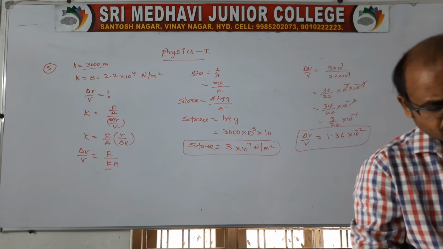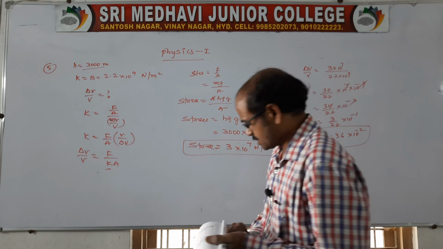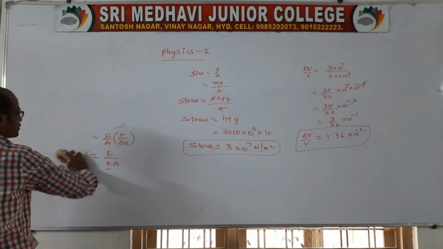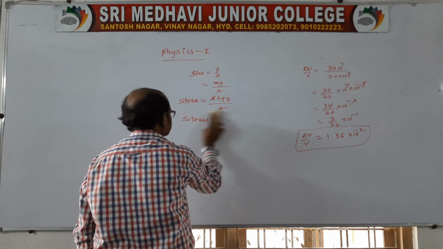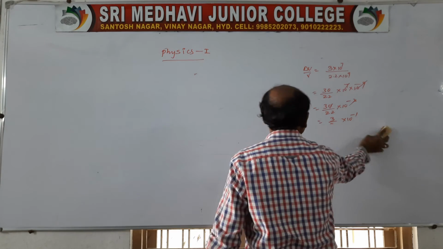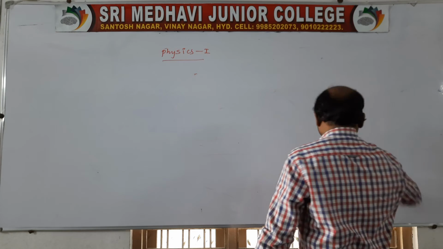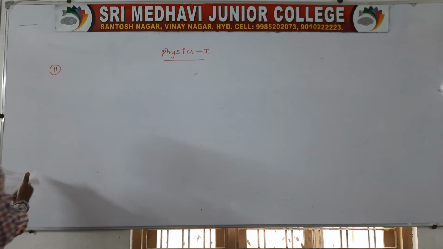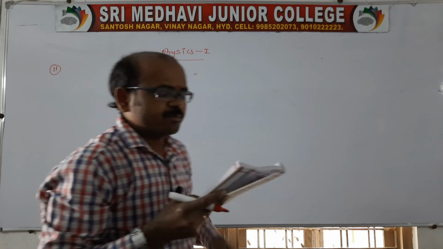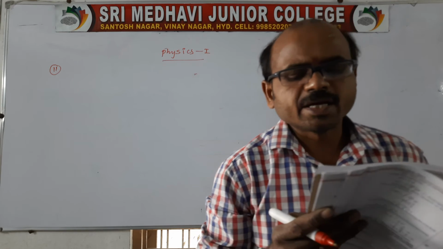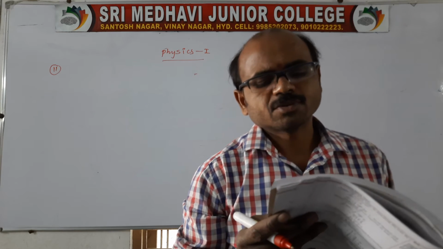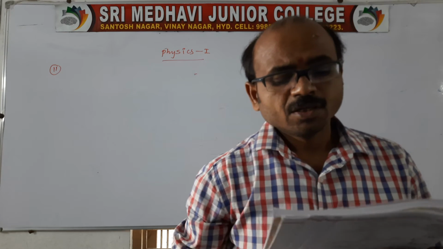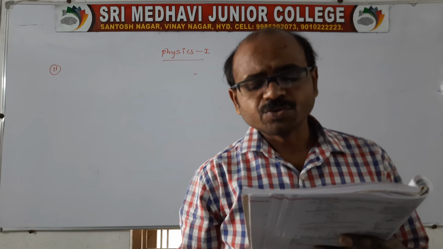In the very short answers, there is also one problem given. Look at the very short answers, question number 11. Explain why the maximum height of a mountain on Earth is approximately 10 kilometers. Why is the maximum height of a mountain only 10 kilometers? Look here, actually we should know.